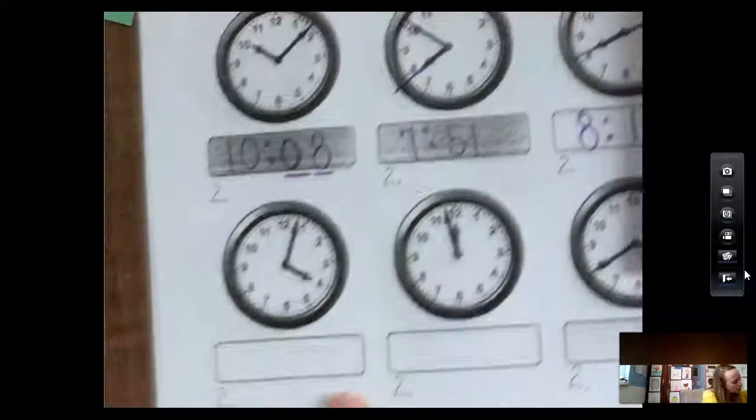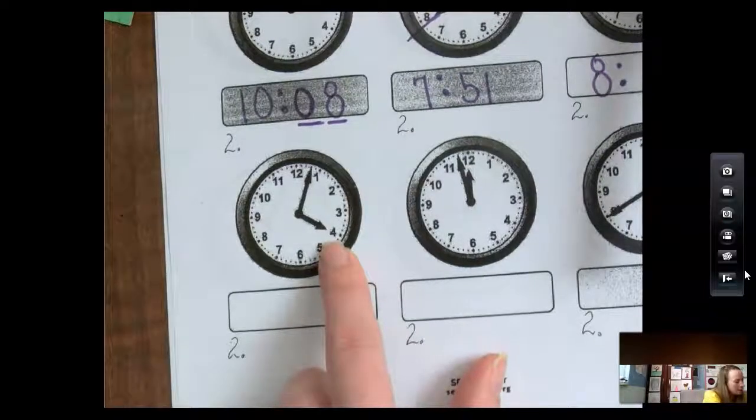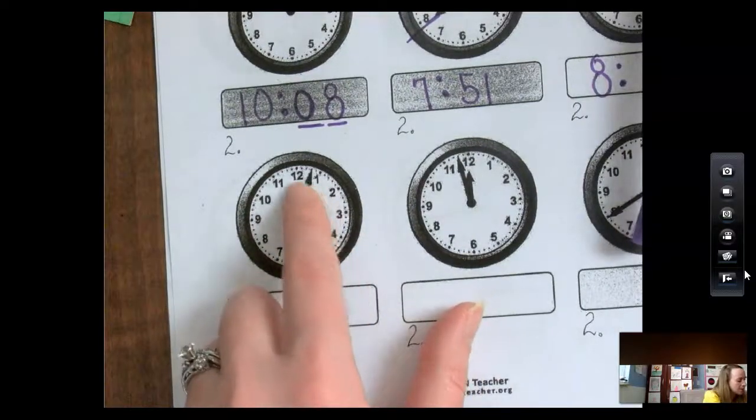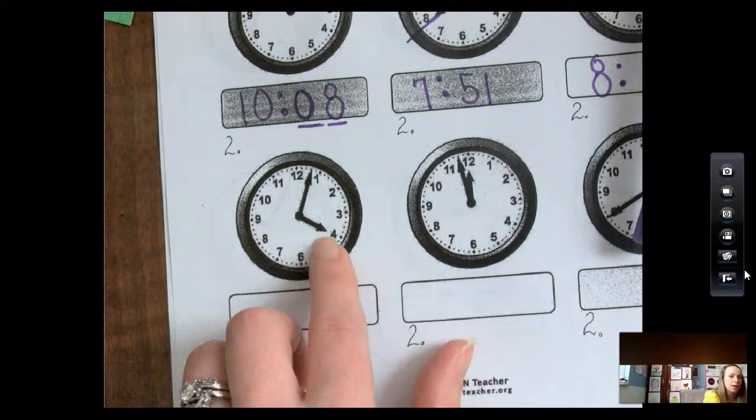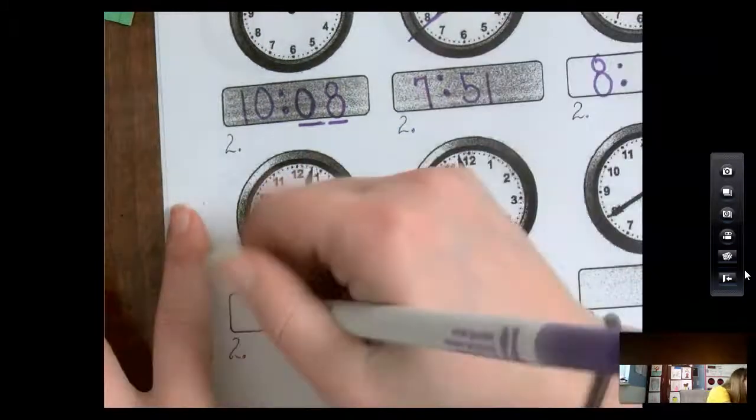All right, kiddos, let's keep going. So let's look here. Is it past the 12? It is. It's past the 12, so it's a new hour. So what's my hour? My hour is 4.